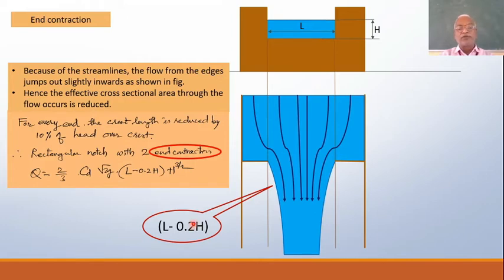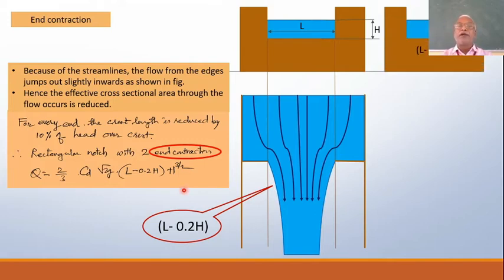There are two, because of that it will be 0.2 H. Hence, the discharge over rectangular notch becomes 2 by 3 CD, instead of L, it is reduced L minus 0.2 H, otherwise root 2Z H raised to 3 by 2. This is the effect of end contraction. Now if you have, for two end contractions it is like this.